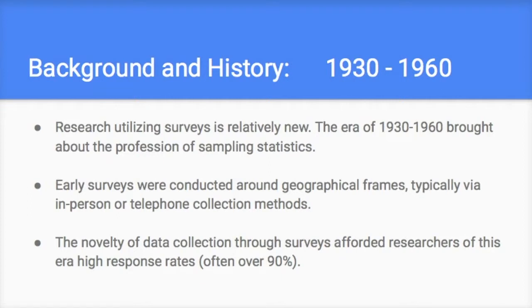Now let's look at the background and history of quantitative surveys. The first surveys utilized for research came about around the 1930s. Most surveys during this time were conducted in person or via telephone. Most often, the researcher would conduct the survey around a geographical frame, targeting a population within a specific town, county, or other geographical area. Since the concept of surveys was so new, researchers were able to get very high response rates, often over 90%.